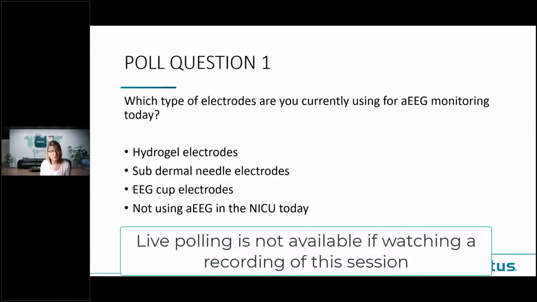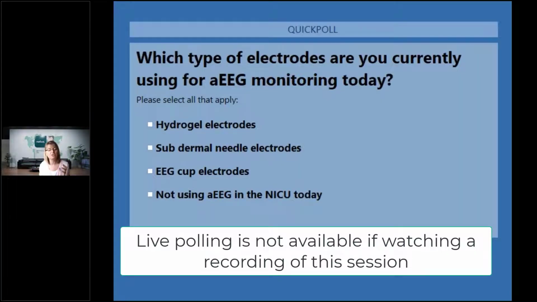So I'm going to launch the first polling question for you, and it's just to try to establish which kind of electrodes people are actually using today. So if you're aEEG monitoring today, which type of electrode are you currently using? And you can select as many of these that apply.